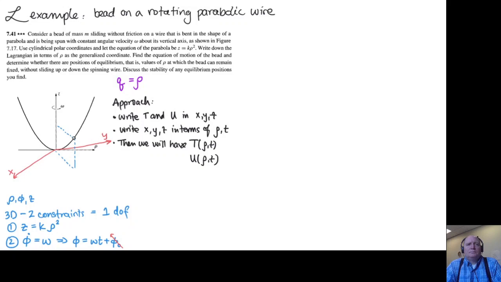Okay, so let's see how this is going to play out. If we first want to write T and U in terms of x, y, and z, we want to be able to express the position in terms of x, y, and z, and x, y, and z in terms of rho and t. So let's just refresh ourselves how to write Cartesian coordinates in terms of cylindrical polar coordinates.